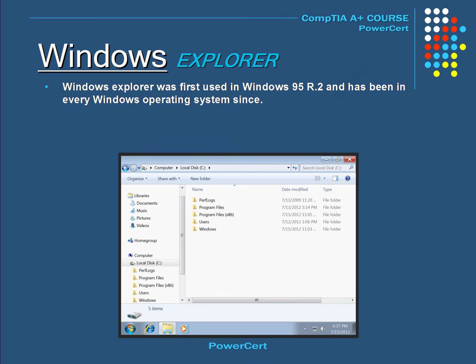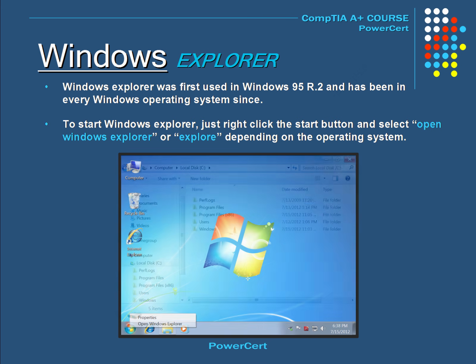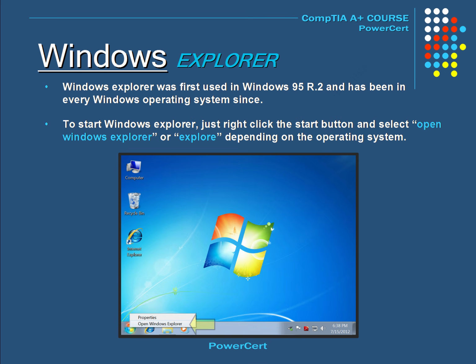Windows Explorer was first used in Windows 95 and has been in every Windows operating system since. To start Windows Explorer, just right-click the Start button and select Explore or Open Windows Explorer depending upon your operating system.